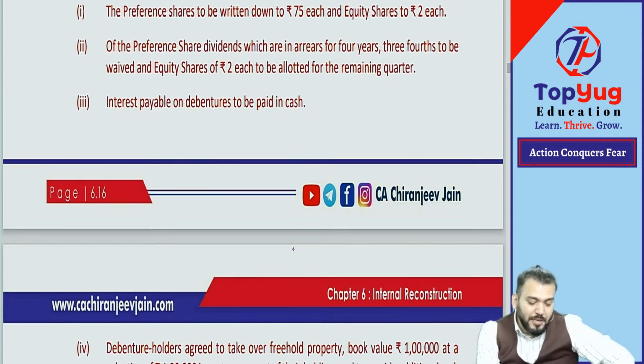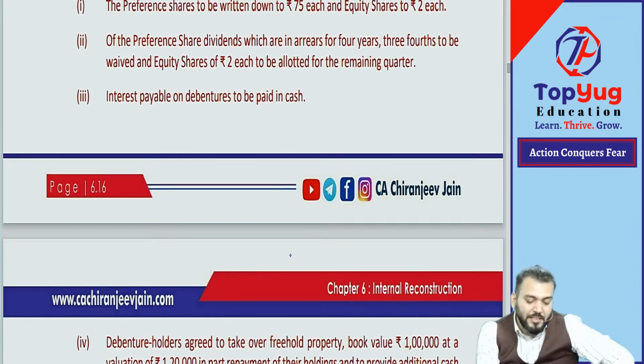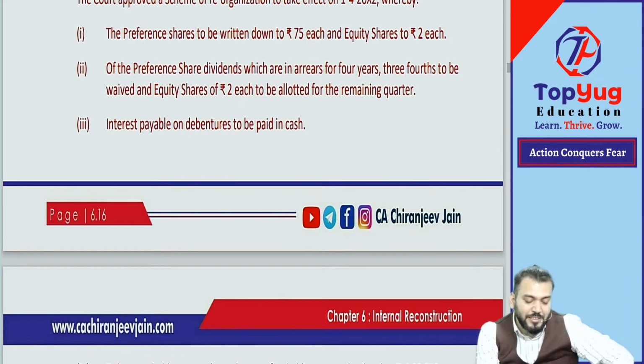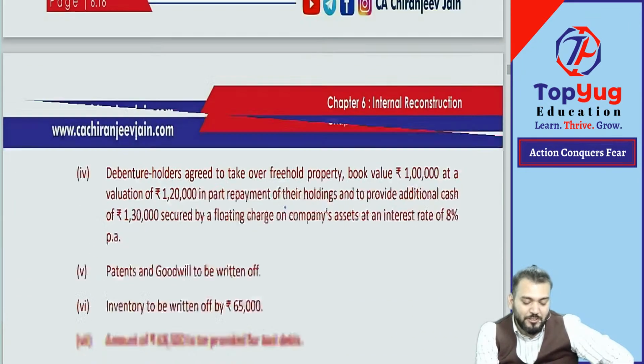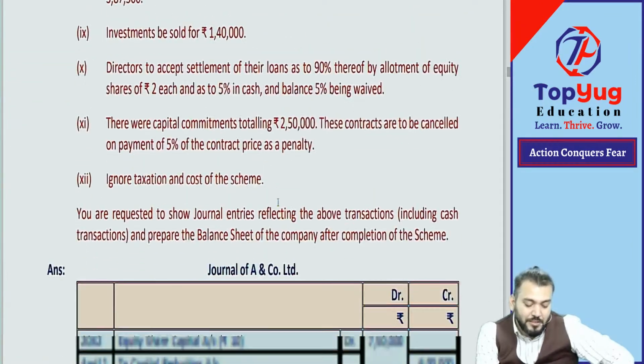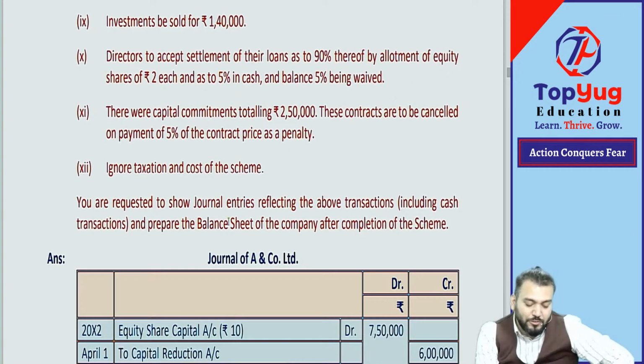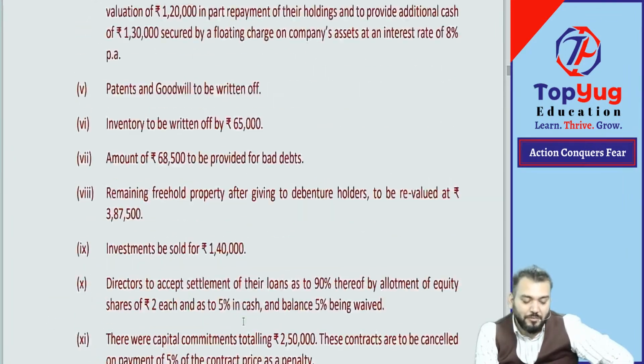Court approved a scheme of reorganization to take effect on 1/4/2002. Point number 1, the preference shares to be written down to 75 each and equity shares to 2 rupees each. Similar transaction. Correct? Let me first check whether they have asked what. Journal entry. You are required to show journal entries. So can we start doing journal entries?